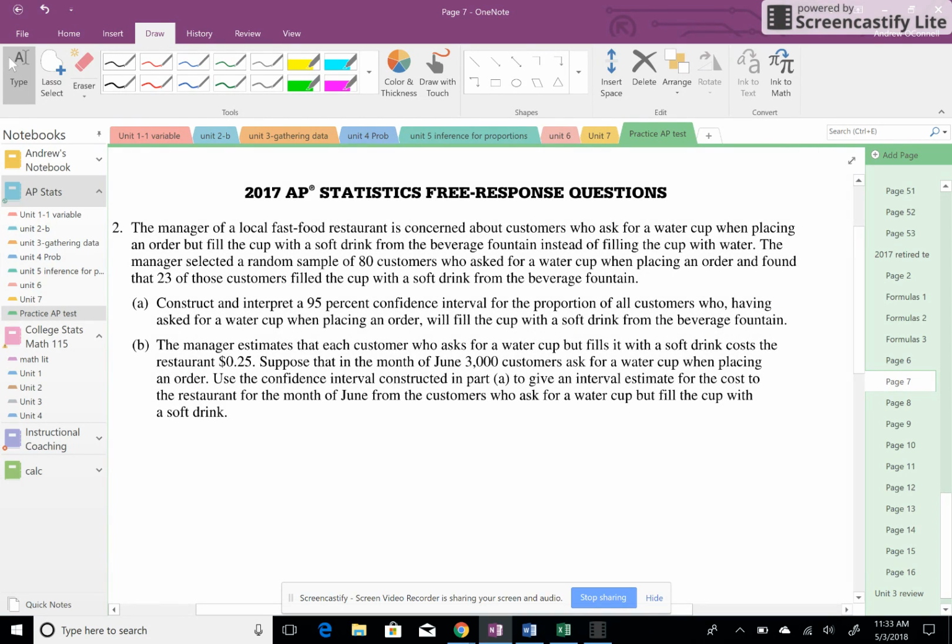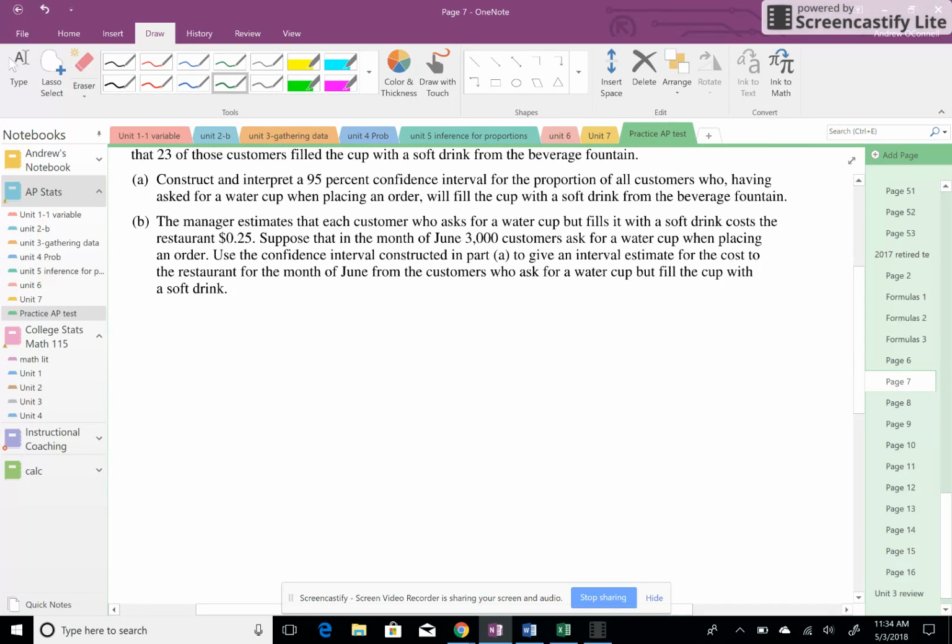Number 2, the manager at a local fast food restaurant is concerned about customers who ask for a water cup when placing an order, but fill the cup with a soft drink from the beverage fountain instead of filling the cup with water. The manager selected a random sample of 80 customers who asked for a water cup when placing an order and found that 23 of those 80 filled the cup with a soft drink from the beverage fountain. Construct and interpret a 95% confidence interval.